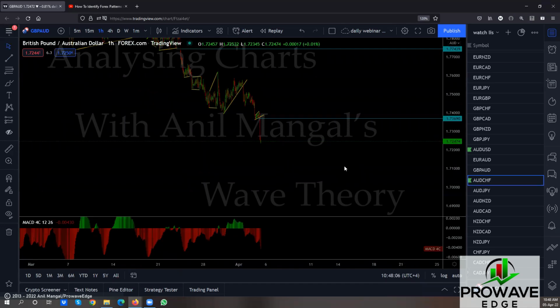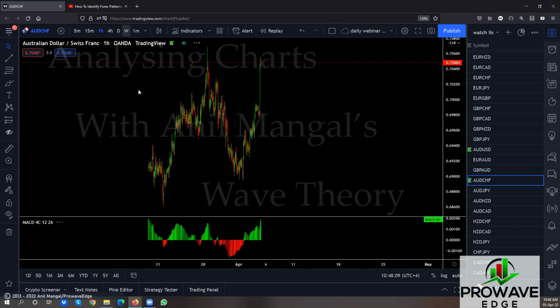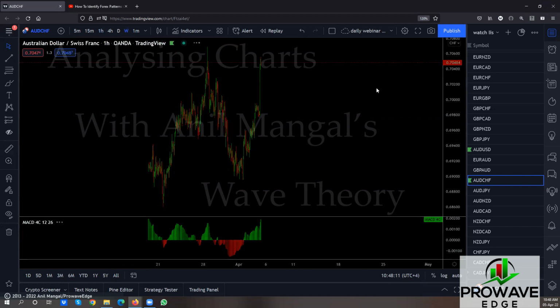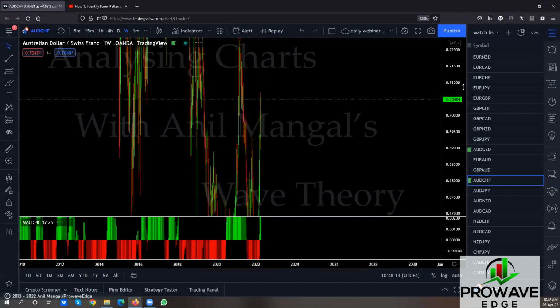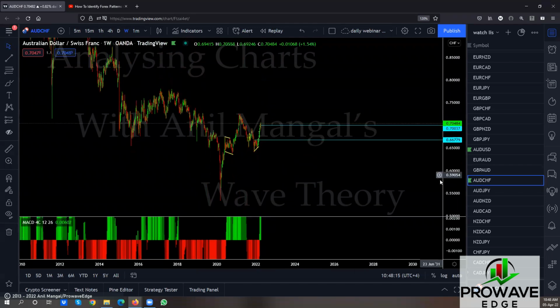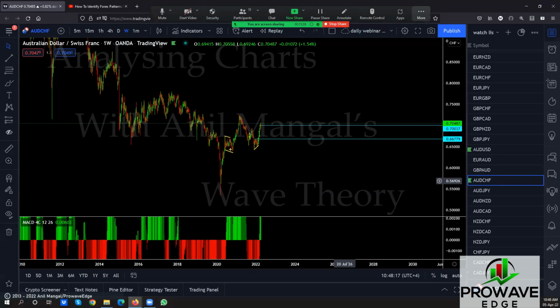Aussie Swiss. Let's go back to the weekly. Show you the Aussie Swiss pattern, the bigger one. You should watch the first webinar because then you're going to have a clearer understanding of what we're looking at, right? You've got a sharp impulse. I showed you this, that this is a complete flat and this would go back up. If you watch the first webinar, you'll see it.